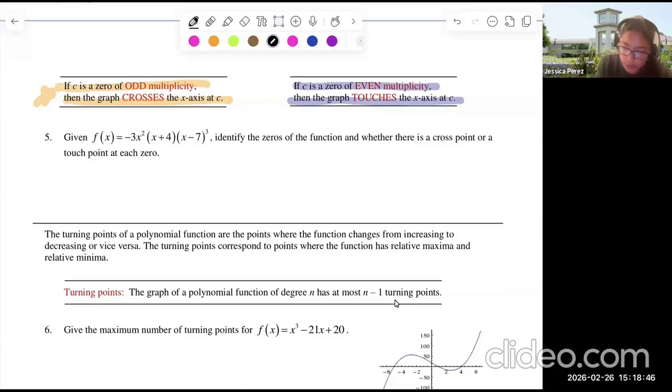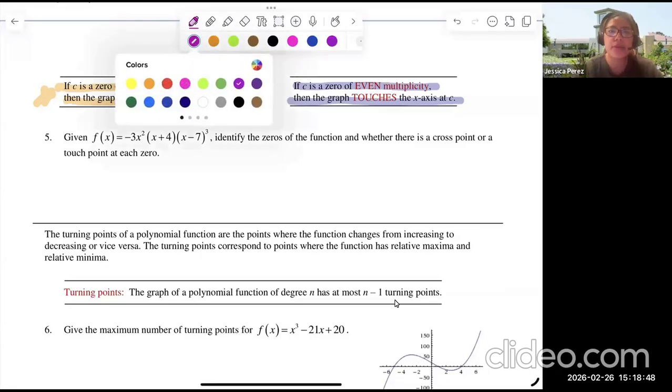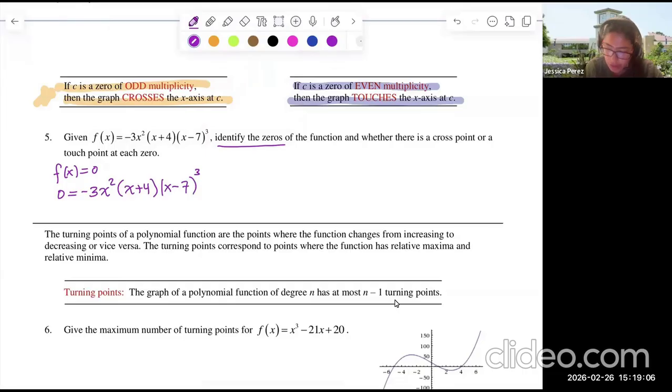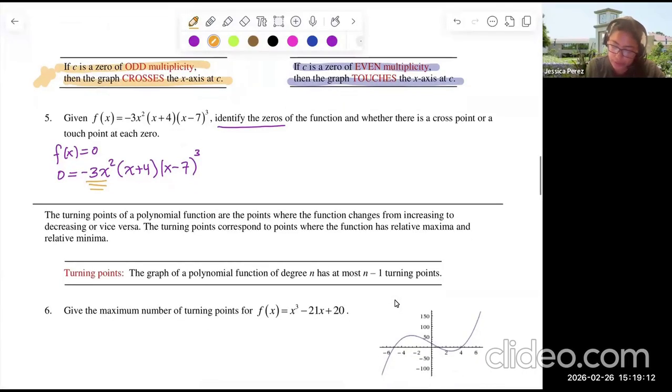Alrighty, so hopefully you guys are working on this question. If you didn't have time to finish, that's okay. We're going to go ahead and go over it. So the first thing is to identify the zeros. So that means set f of x equal to 0. 0 will equal negative 3x squared, parentheses x plus 4, x minus 7 to the cube. Now we wish to identify each of the zeros and their multiplicities. So step 2 is identify the multiplicity.